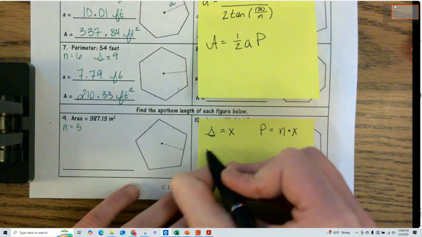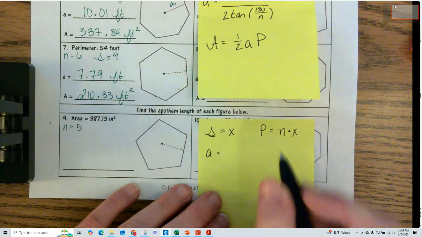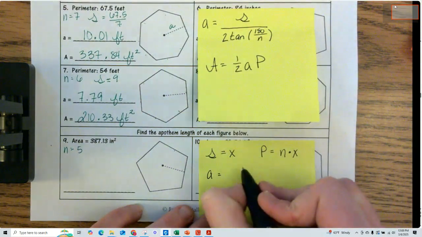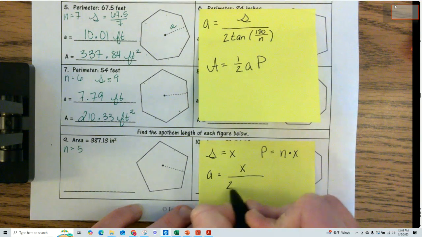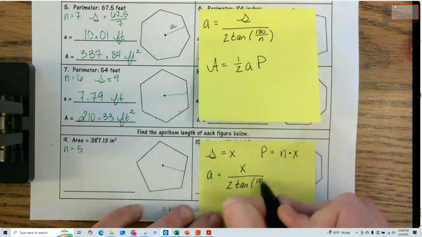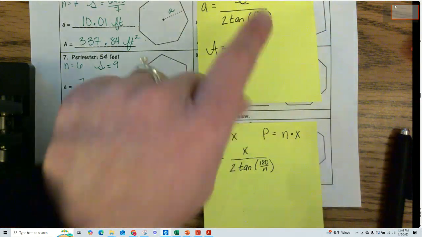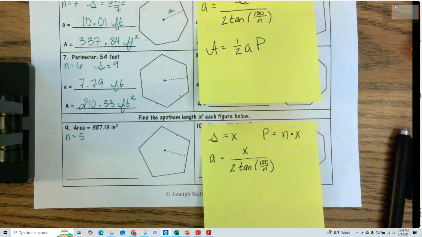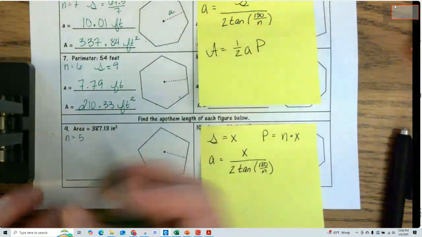And so we're going to find the apothem using this formula up here. So instead of s, we're going to put an x and then 2 times tangent of 180 over n. That's still our apothem. And we're going to still use this area formula. Okay? Here's what it looks like. We know the area this time. So this big A, we're going to replace with this.